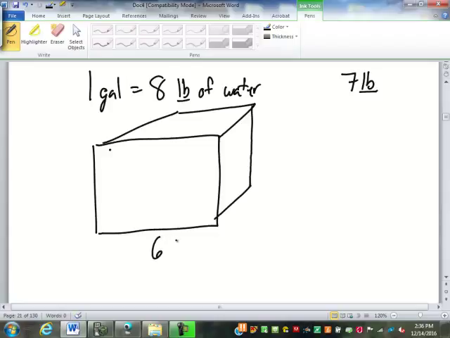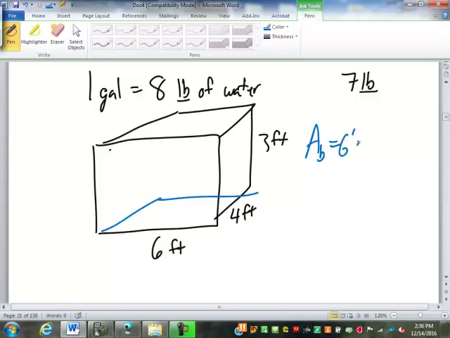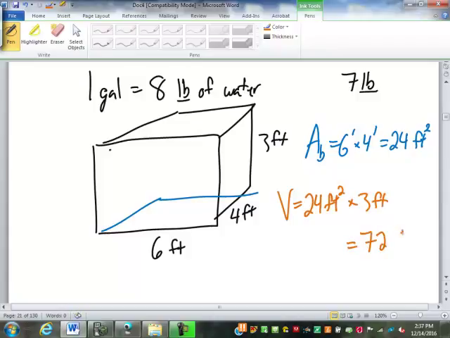Let's say our tank is 6 feet by 4 feet by 3 feet. So to find its volume, first of all, we need the area of the base, which is 6 by 4, which is 24 square feet. So the volume is going to be that area of the base, 24 square feet, times the height of 3 feet. So it's going to be 72 cubic feet.